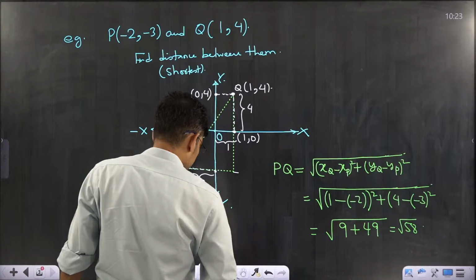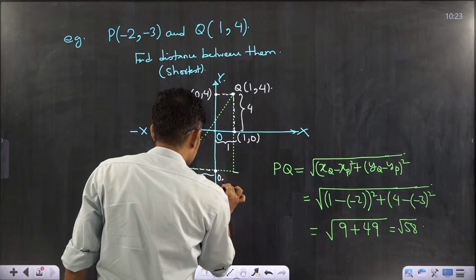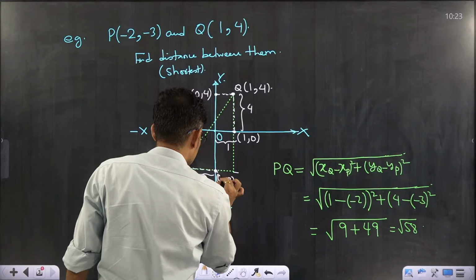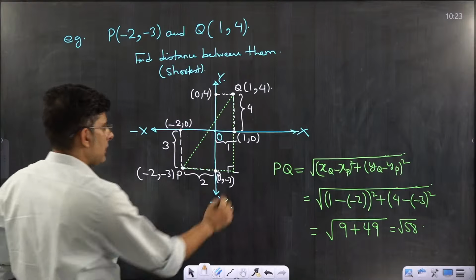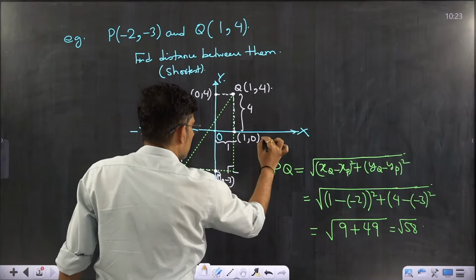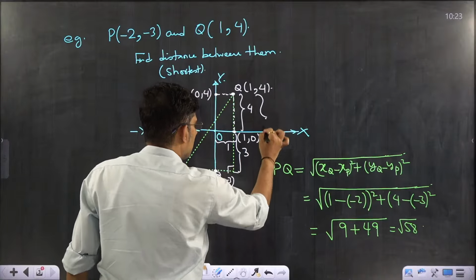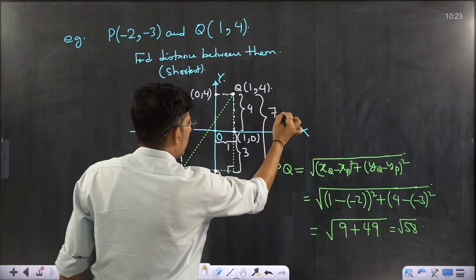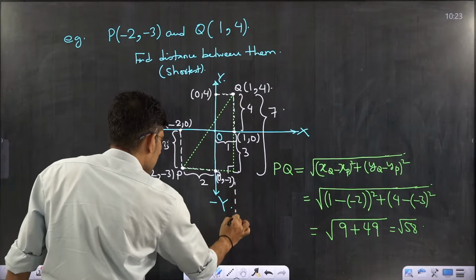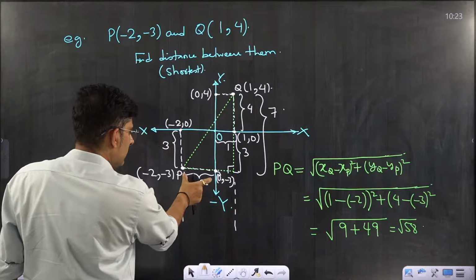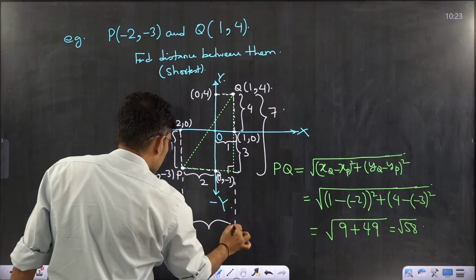So you can see a right angle triangle. Now this height is 4, this height is 3, so that means this total height you can see is 7. And if you see, this length is 2 and this length is 1, so this total length becomes 3.